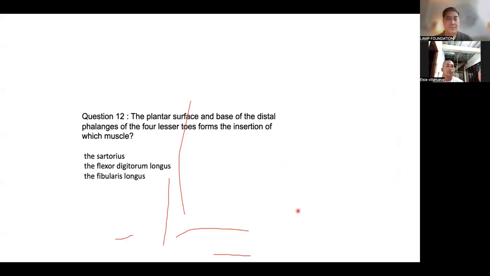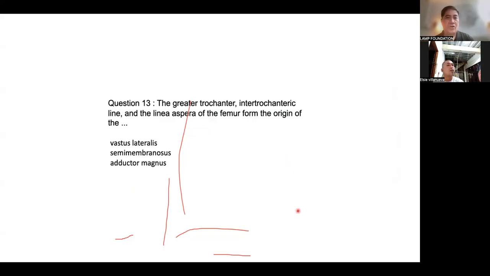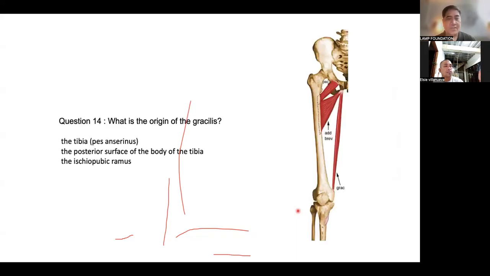Plantar surface and base of the distal phalanges of the four lesser toes forms the insertion of which muscle? The flexor digitorum longus. Greater trochanter, intertrochanteric line and the linea aspera of the femur form the origin of the vastus lateralis. What is the origin of the gracilis?